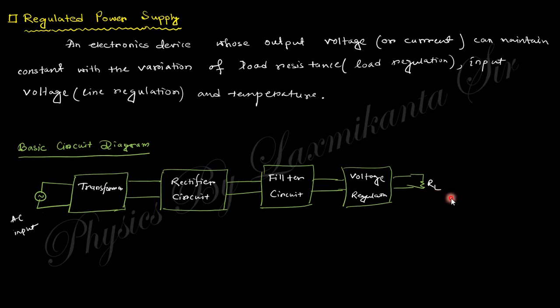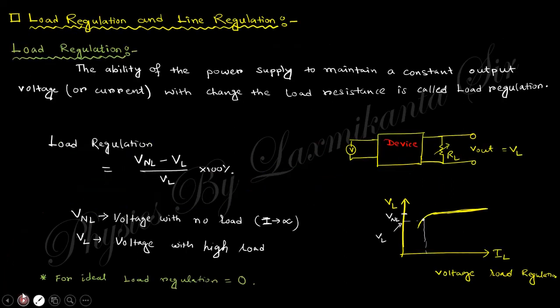This is the effect, and this is the main use of the regulated power supply. That is, with the change of input voltage or the load resistance or the temperature, the output voltage or current does not change. That is the regulated power supply. This will be actually mainly two types. First one is the load regulation and second one is the line regulation.